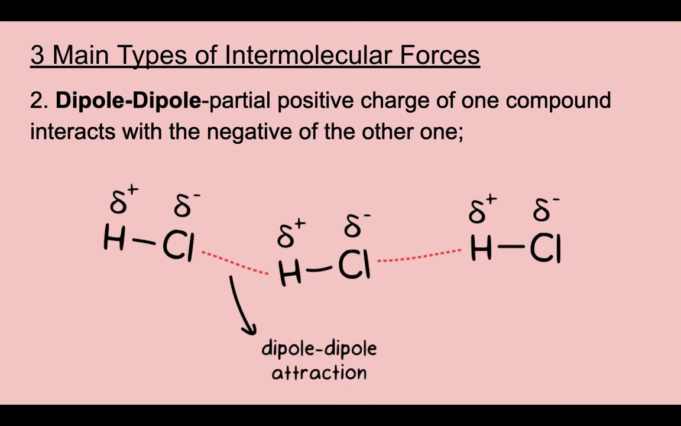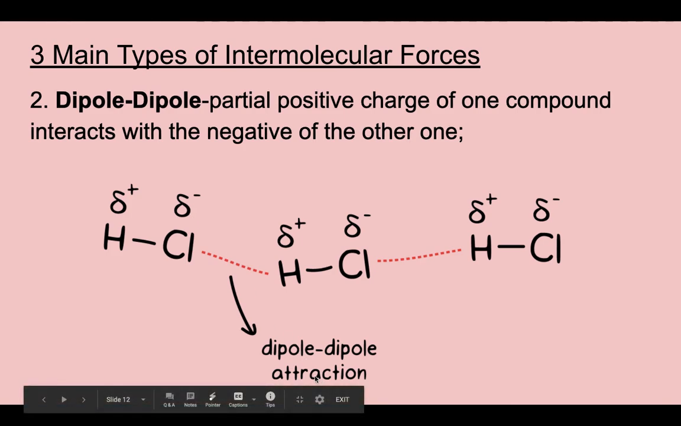The second type is dipole dipole. So when it's dipole dipole, you're going to have a partial positive charge of one compound, and it's going to interact with a negative compound of the other. So here we have the positive and the negative interacting, so that's our dipole dipole.